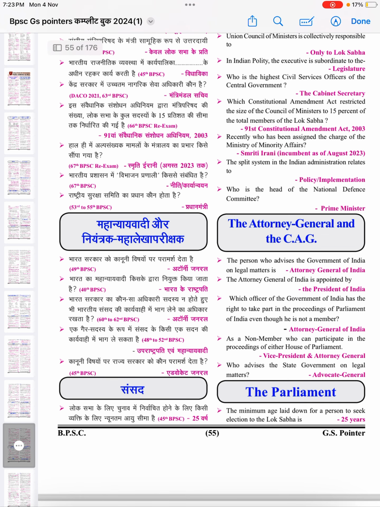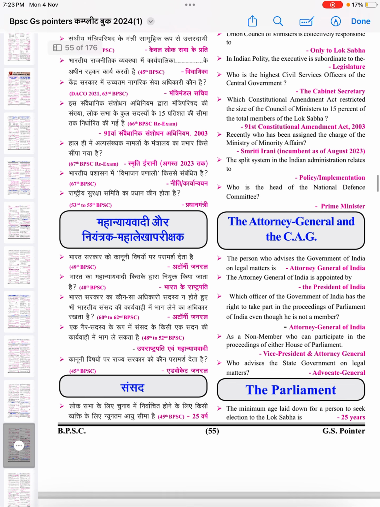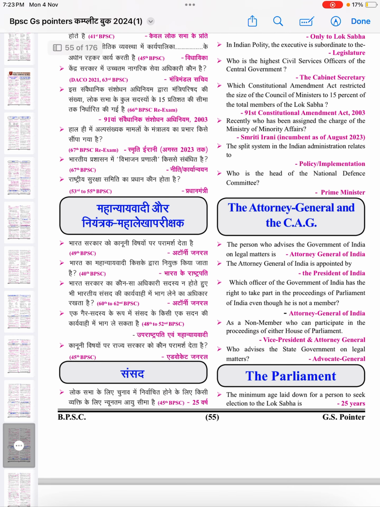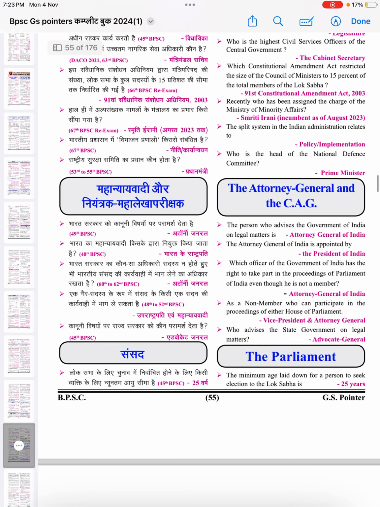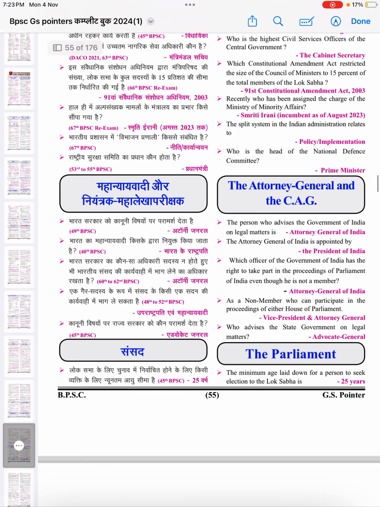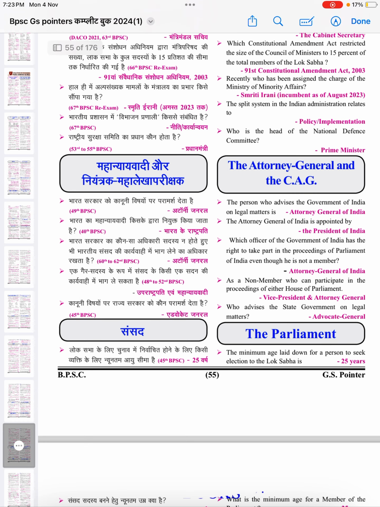Who is the highest civil services officer of the central government? The Cabinet Secretary. Which Constitutional Amendment Act restricted the size of the Council of Ministers to 15% of the total members of the Lok Sabha? The 91st Constitutional Amendment Act, 2003. Recently, who has been assigned charge of the Minister of Minority Affairs? Smriti Irani. The split system in Indian administration relates to policy and implementation.